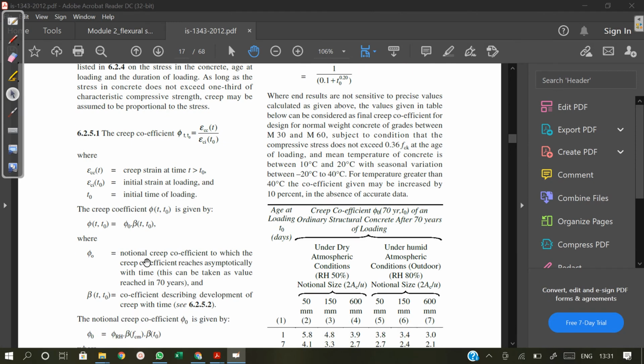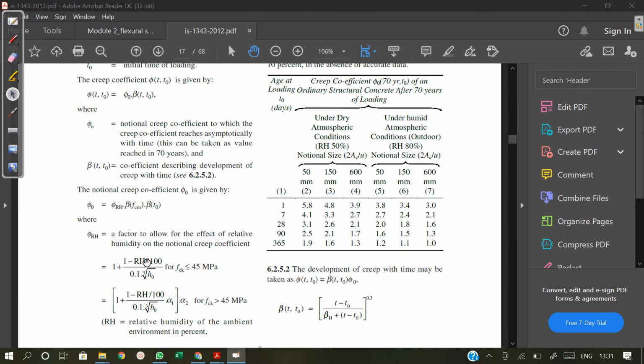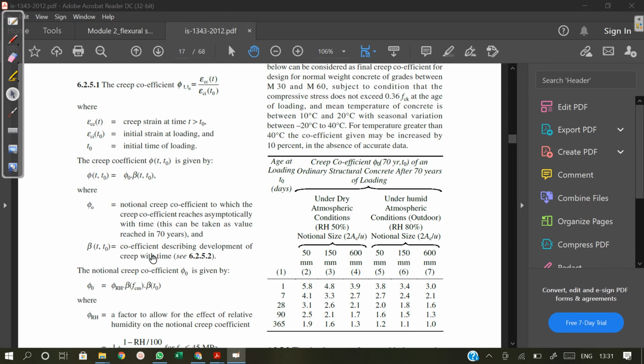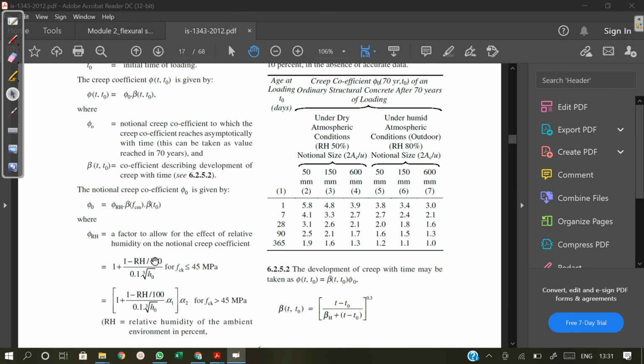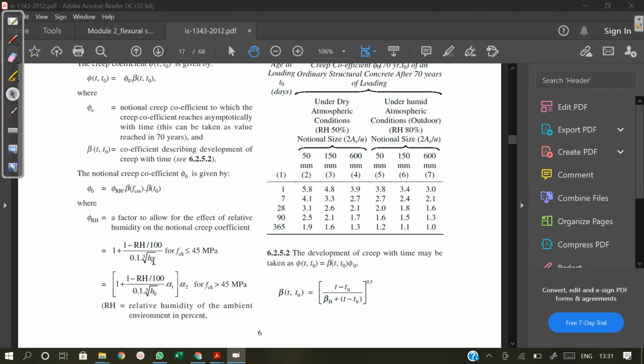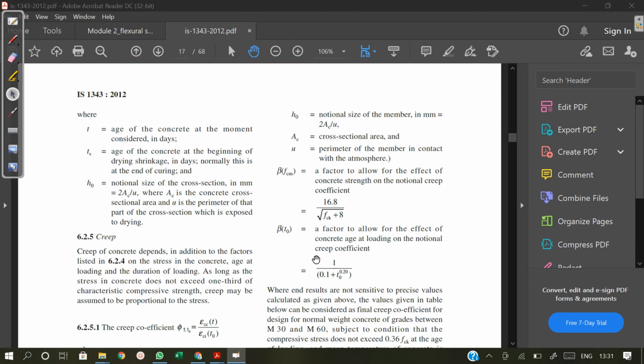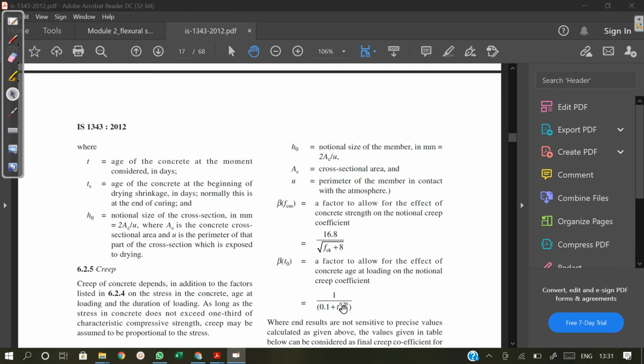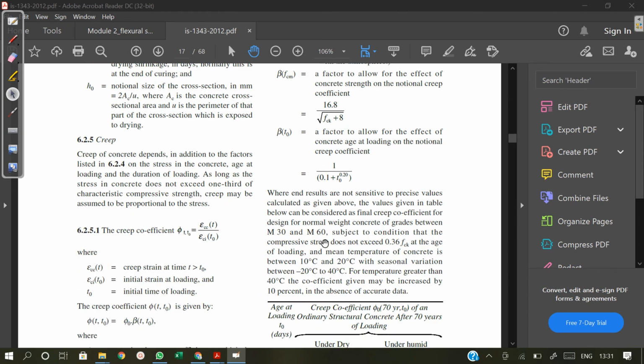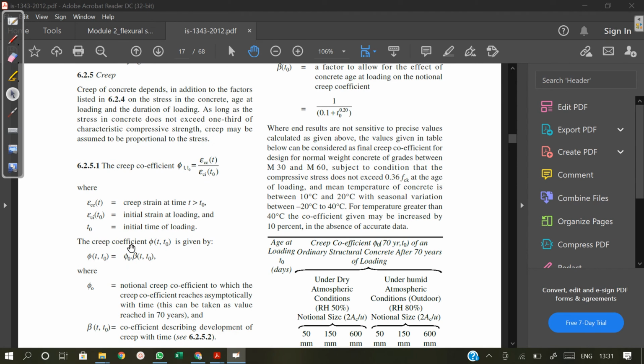This beta t value depends on the grade of concrete and so on. You can see here the calculation is based on the relative humidity. H0 is the notional size, and here also you can see it depends on the initial time and the fck value. Whatever things you need can be calculated using these equations. Once you read this, you will understand. There is no need of explaining.